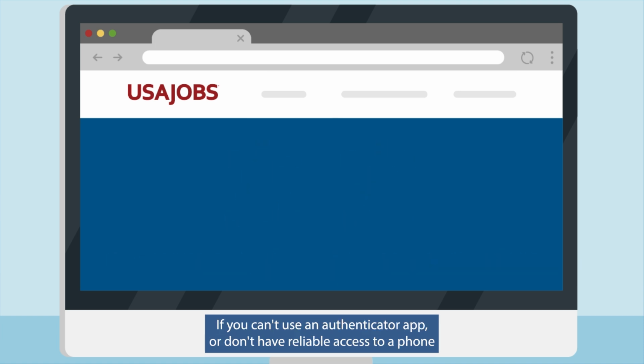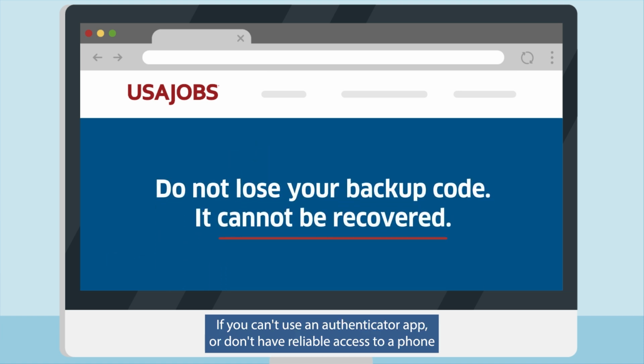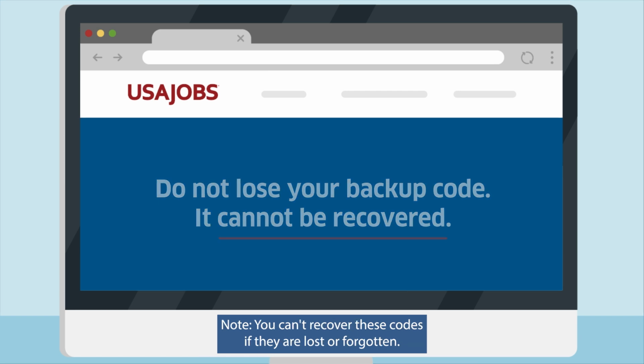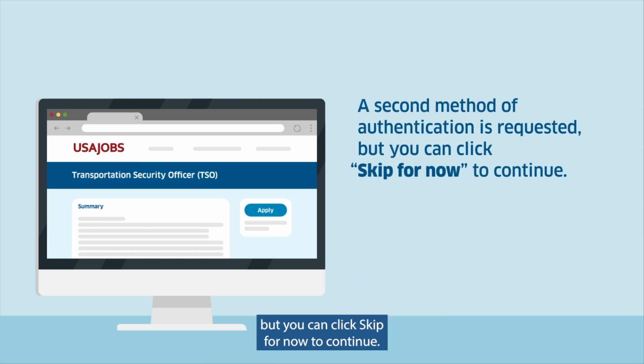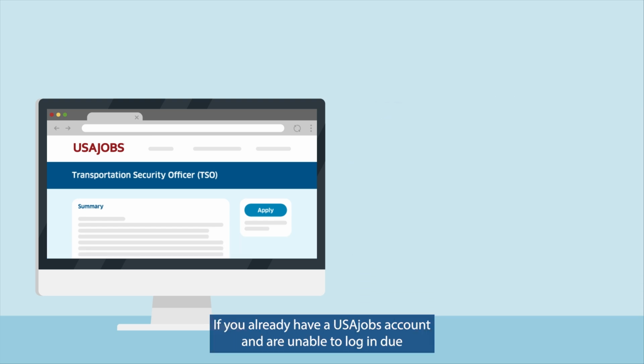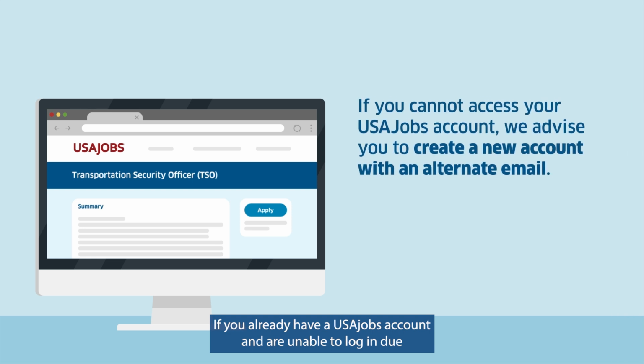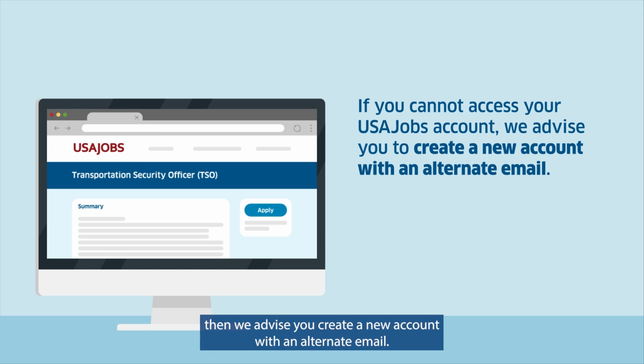If you can't use an authenticator app or don't have reliable access to a phone and decide to use backup codes instead, ensure you keep them in a safe place. Note, you can't recover these codes if they are lost or forgotten. A second method of authentication is requested, but you can click Skip for now to continue. If you already have a USA Jobs account and are unable to log in due to not having access to the previous authentication method that was set up, then we advise you create a new account with an alternate email.